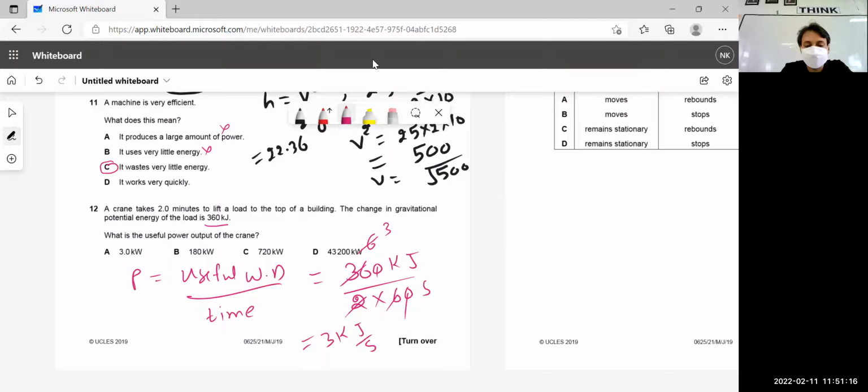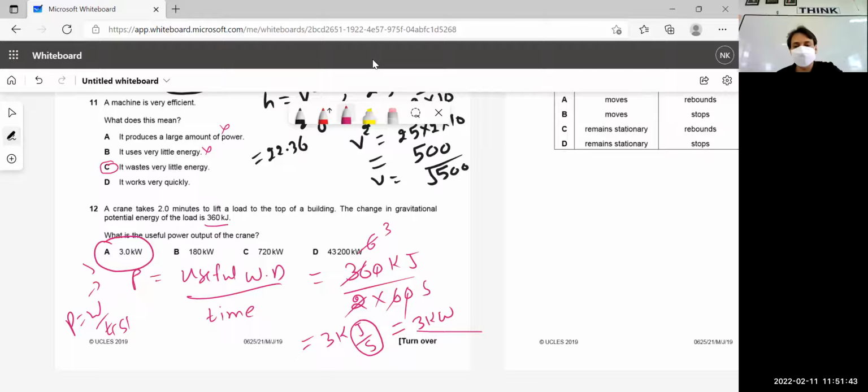kilojoule per second. And what is joule per second? That is the unit of power. Power is given by W by T, and work is in joule, time in seconds, and joule divided by second is watt. So you can write 3 kilowatt. So that's why here the answer is A.